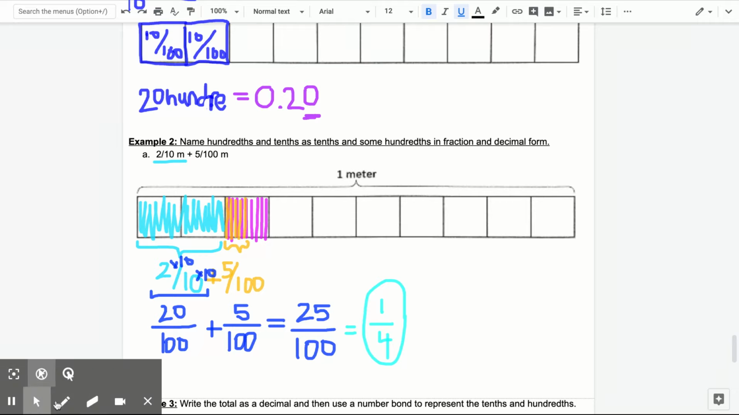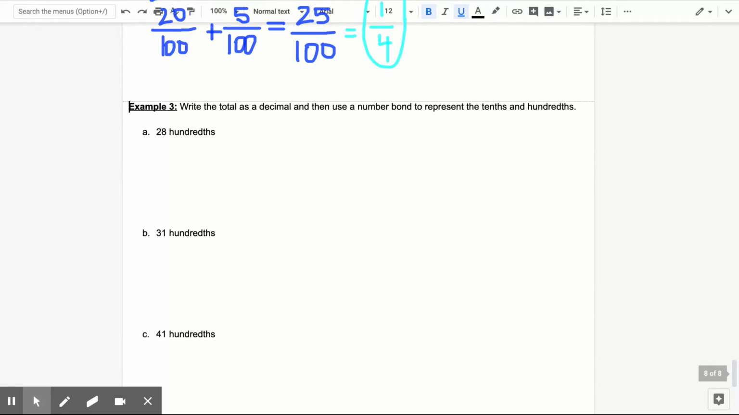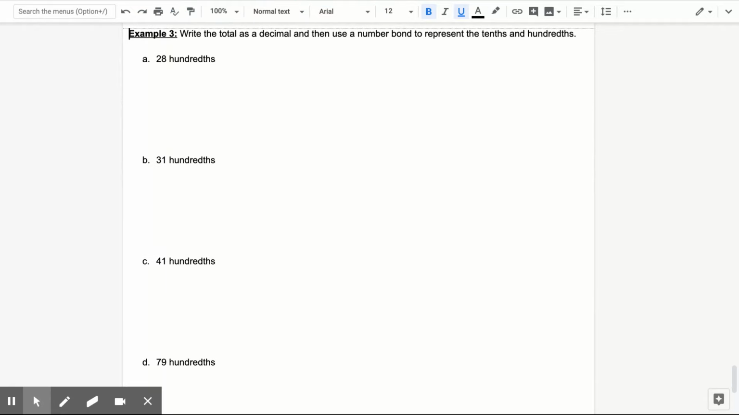All right, so moving on to our last problem, or our last example. There's 4 parts to this one. All right, so on this one, we're gonna write our total as a decimal first, and then we're gonna use a number bond to break it down into tenths and hundredths. So something I want you to think about before we get to this is if you're thinking about a number, let's draw it like this.